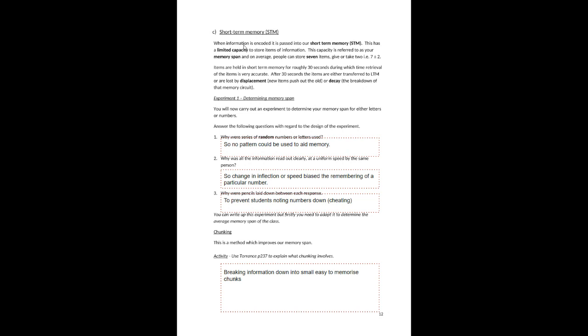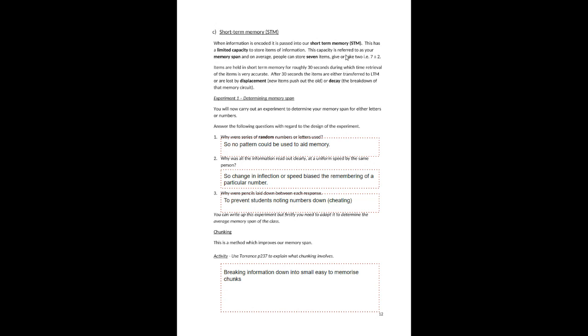In short-term memory, information is encoded into our short-term memory. It has a limited capacity to store the information. The capacity is usually somewhere around 7 plus or minus 2. So it's likely that most of you can remember 5, 6, 7, 8, or 9 items at a time.